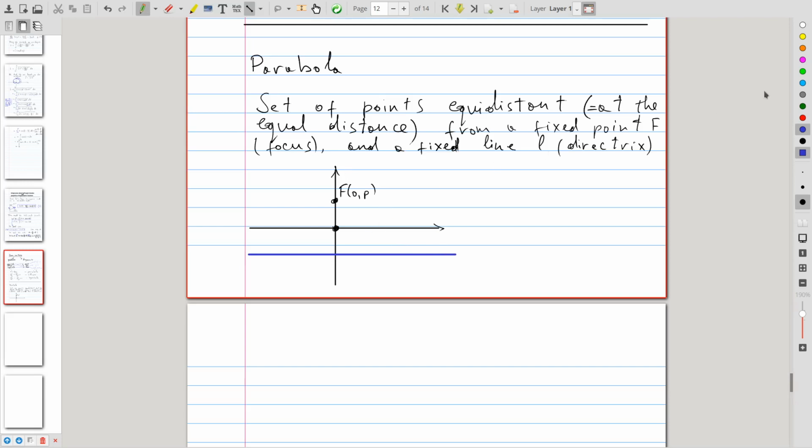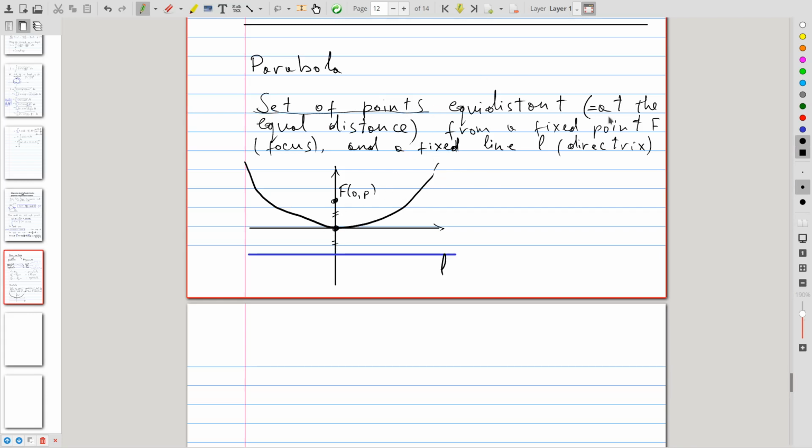And so we'll make sure that the parabola passes through the origin. And so the way to do it is to make sure that the origin is exactly in the middle between the focus and the directrix. So since the origin is at the equal distance between F and L, so these two distances are the same, the origin belongs to this set of points.